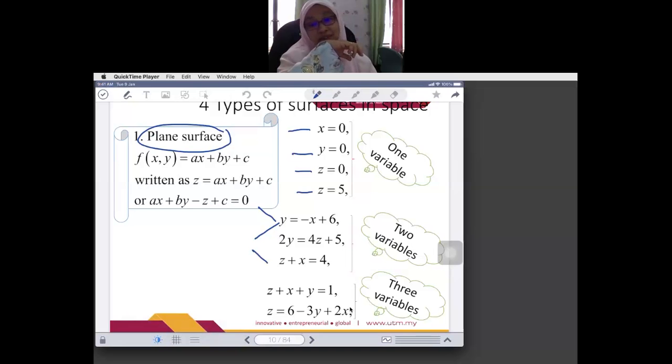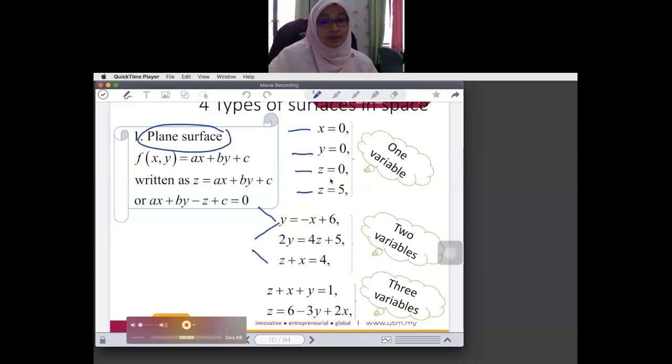What is the difference between them? Between this and the second one? Variable, yes, that's correct. For the first part, we have only one variable: x equal to 0, y equal to 0, z equal to 0, z equal to 5, and maybe y equal to minus 10. The second one has two variables, and the third one has three variables.